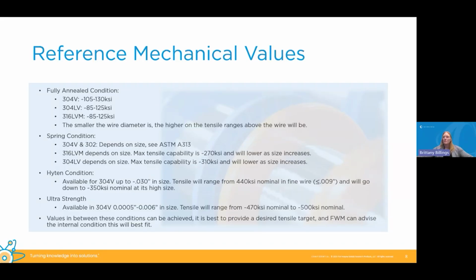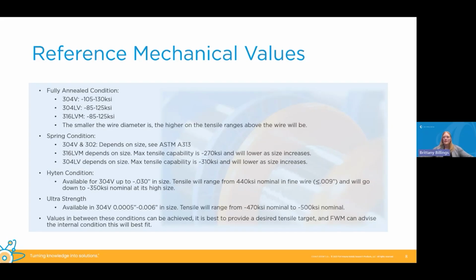In our high 10 condition, that's going to be available for 304V, and that's up to about 0.3 in size. The tensile will range from 440 KSI nominal in fine wire, and then we'll go down to about 330 nominal at higher sizes. And then the ultra strength, so this is just speaking to our stainless steel 304V. Ross is going to cover our tungsten, but the size is 0.0005 to 0.006, and the tensile range is going to be about 470 to 500 KSI nominal.